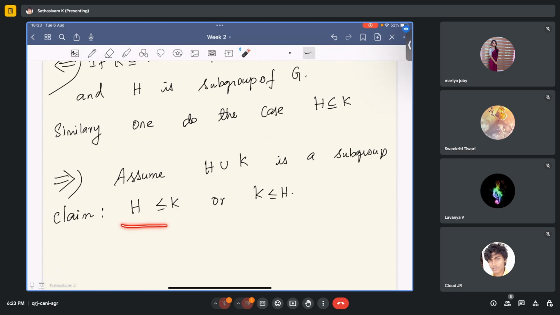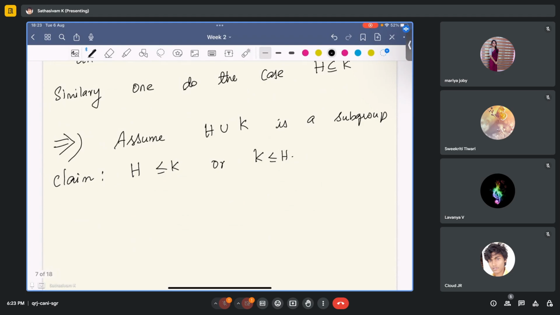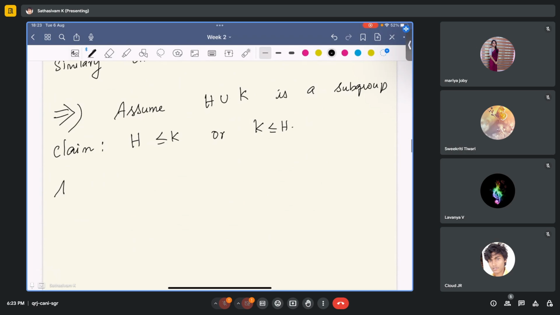When you have a statement like this, the statement says either this is true or this is true, right? When you have an OR statement, and you want to prove it is true, the usual strategy is to assume one of them is false, and we will prove the other one is true. Of course, one can prove it many ways, but we will prove it this way. Let's assume that H is not contained in K. We will prove K is contained in H.